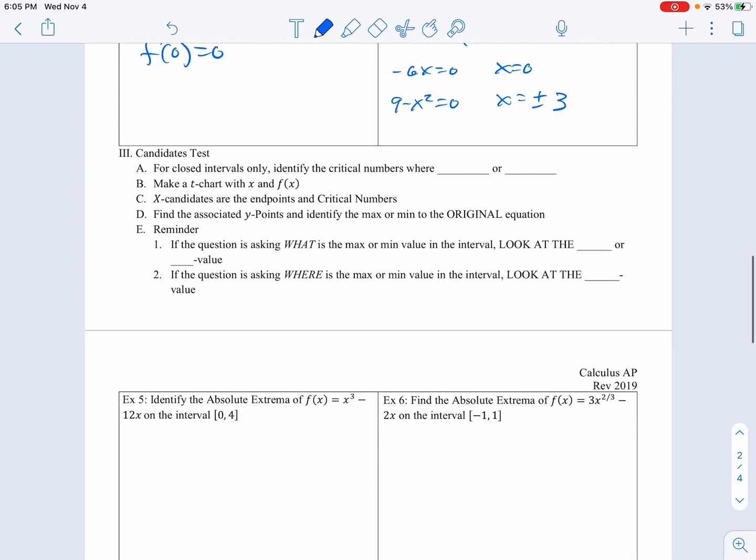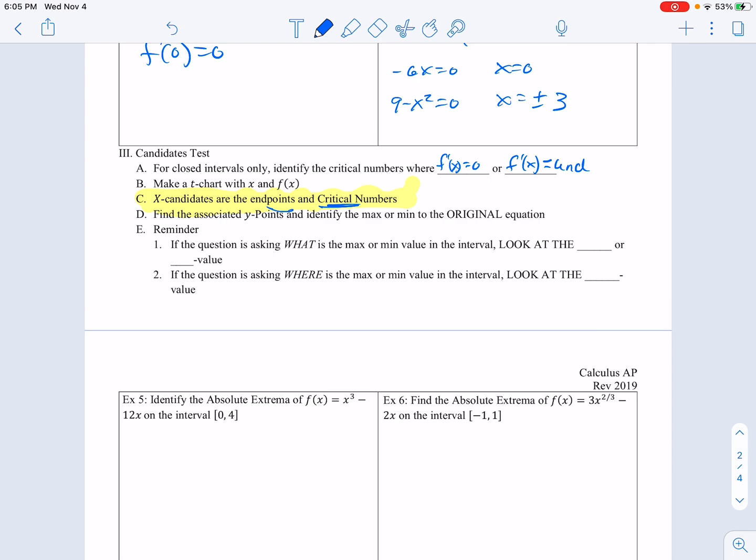Candidates test. For closed intervals only, identify the critical numbers where f prime equals 0 or f prime is undefined. Okay, make a t-chart with x and f of x. X candidates are the endpoints and the critical points. This is the key. Highlight this. Endpoints and critical points. Okay, find the associated y points and identify the max and min to the original equation.